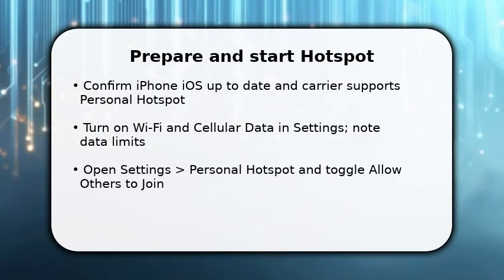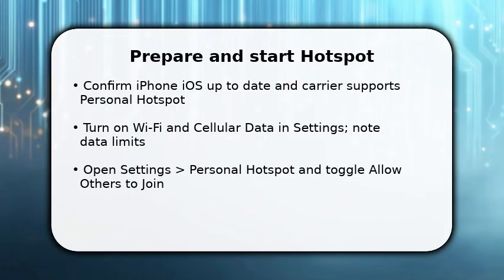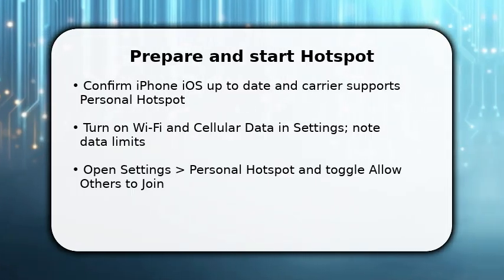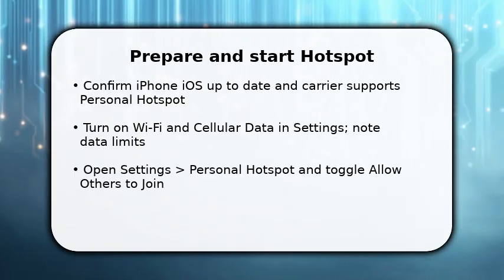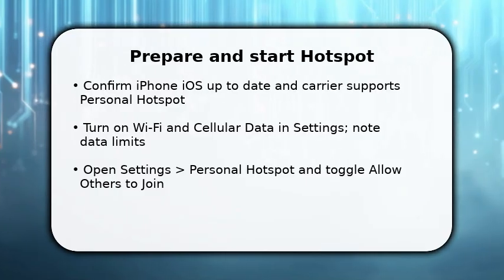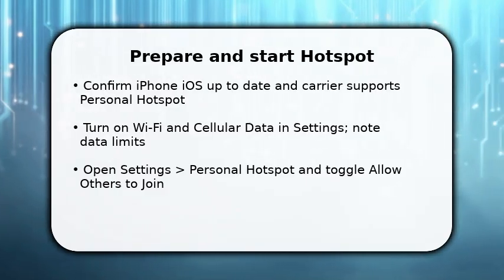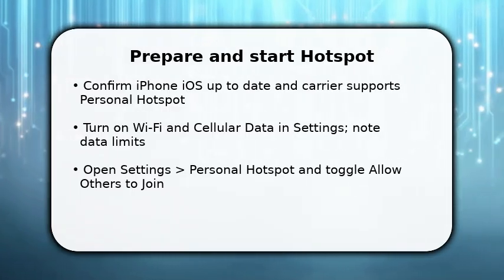Enjoy the video. You start by confirming prerequisites: updated iOS, cellular data enabled, and carrier permission. Once done, open settings and go straight to personal hotspot. Make sure Wi-Fi and cellular data are turned on. The hotspot switch appears only when both are active. Tap Allow others to join and note the Wi-Fi password shown. This is what you'll share.